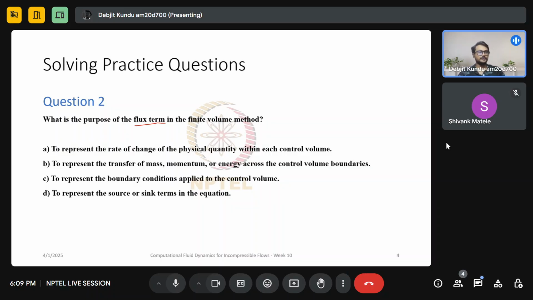Is it option A, to represent the rate of change of the physical quantity within each control volume? Is it option B, to represent the transfer of mass, momentum, energy, or any other physical quantity across the control volume boundaries? Is it option C, to represent the boundary conditions applied to the control volume? Or is it option D, to represent the source or sink terms in the equation? So basically, if anything is getting generated or getting destroyed, then whether to represent that or not.